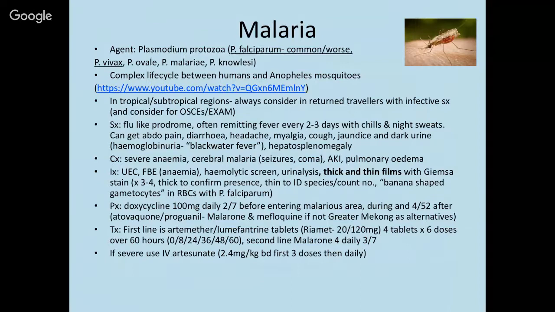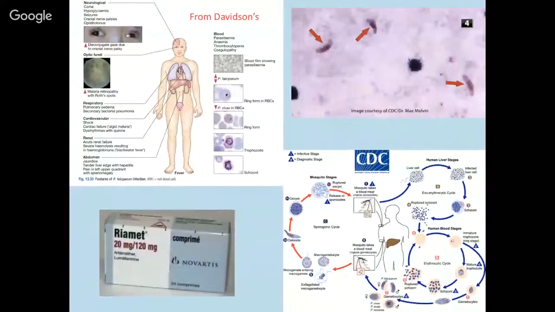I'm not going to go through the drug classes and actions because it's a bit too much information. That's just some pictures. That's the Riamet, the tablets they use for the treatment. That's the life cycle. They're the banana-shaped gametocytes up the top.